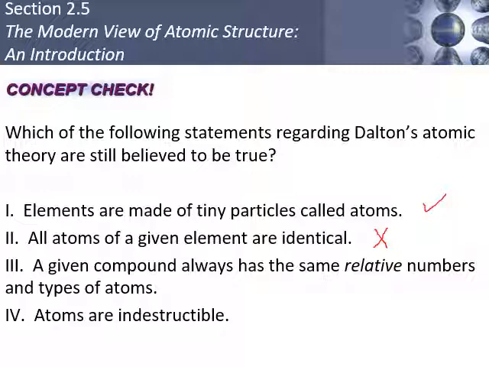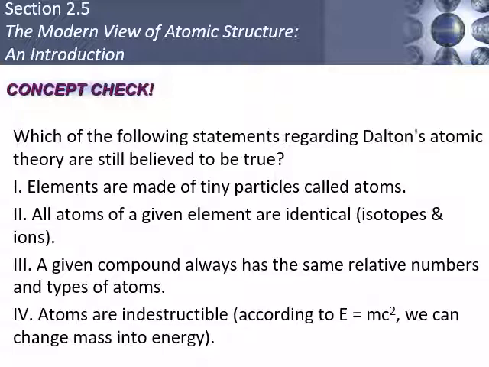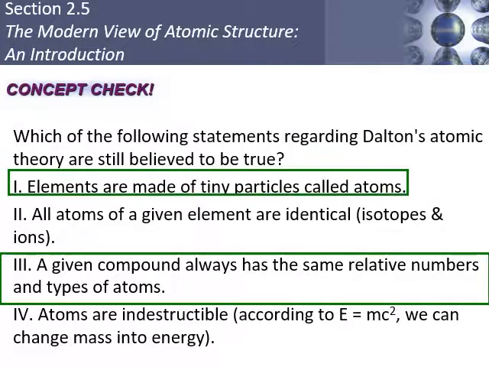Number three, a given compound always has the same relative numbers and types. In other words, you always have basically a relationship of two hydrogens to one oxygen for water. So that's true. And then number four, atoms are indestructible. That's not true. We know that they're made up of smaller parts, neutrons, protons, and electrons, and we know that the atoms can be broken up into those. Next slide. Next slide. Here are our answers.